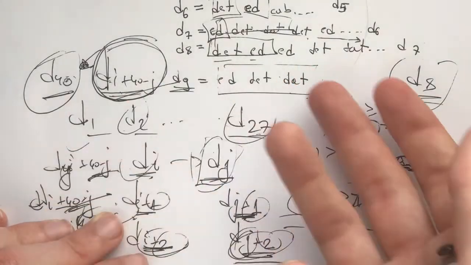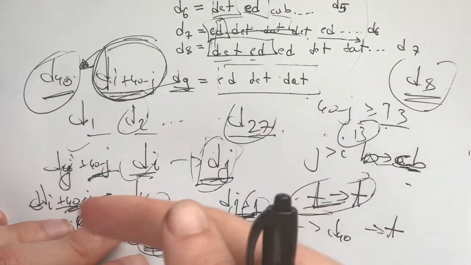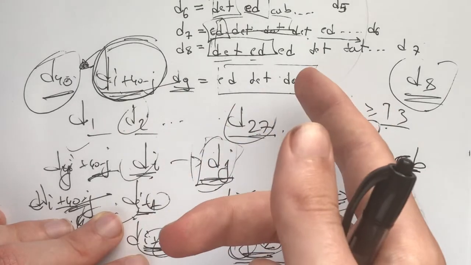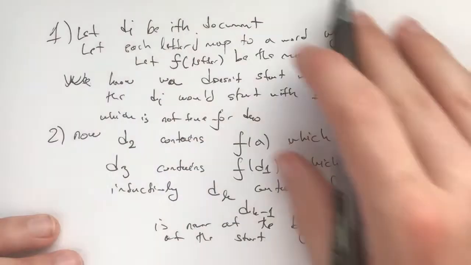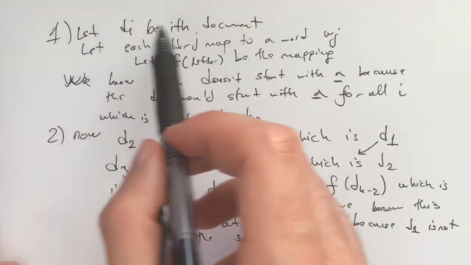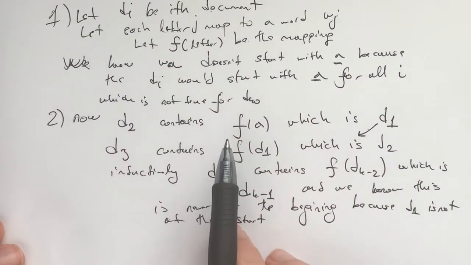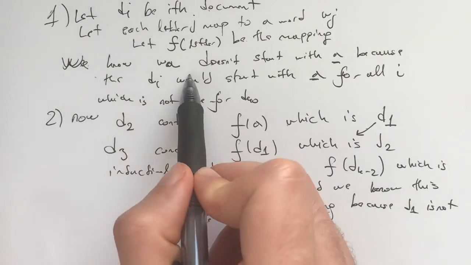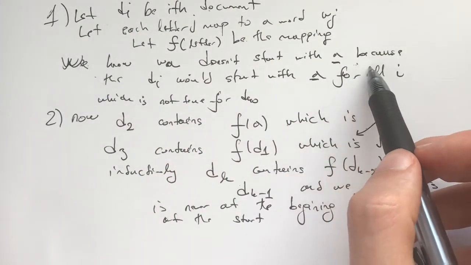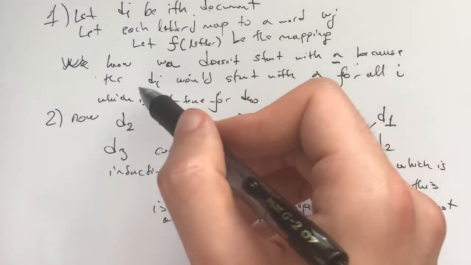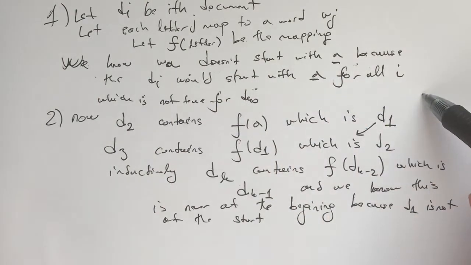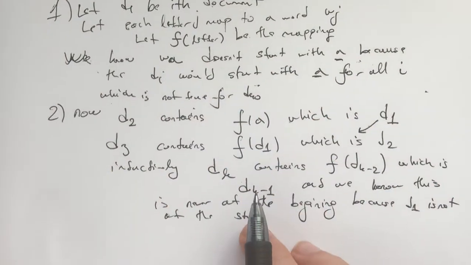And now let's write this idea up. I invite you to take 5 to 15 minutes and try to write this up. Here it is. First we say this. We label our terms and we let F be this mapping. We first say we know that WA doesn't start with an A, because if it did, DI would start with A for all I, which is not true for D40.